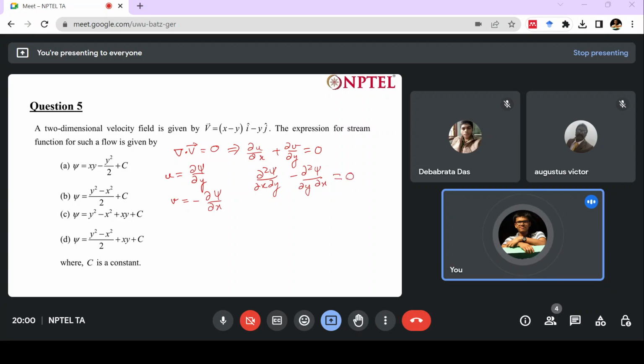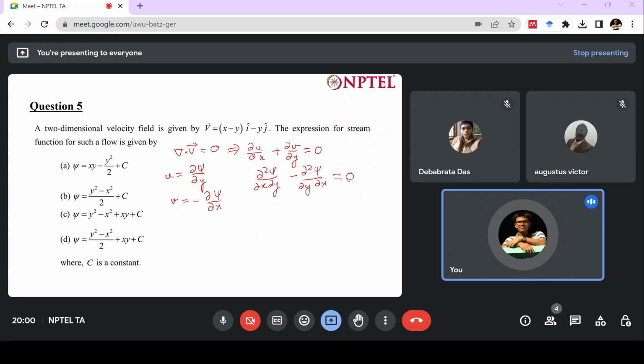So if a stream function can be defined for a velocity field, it already guarantees that the velocity field is incompressible. So if a stream function is given, we don't need to solve the continuity equation while we are solving for the flow field.